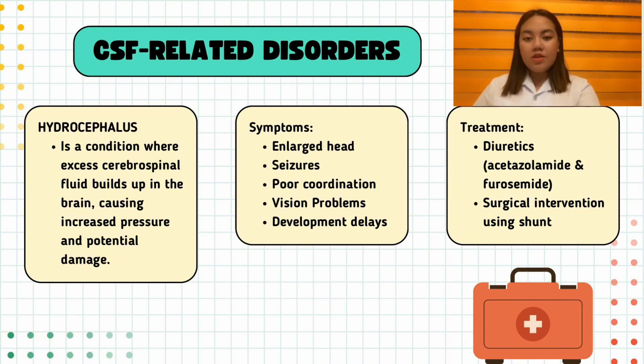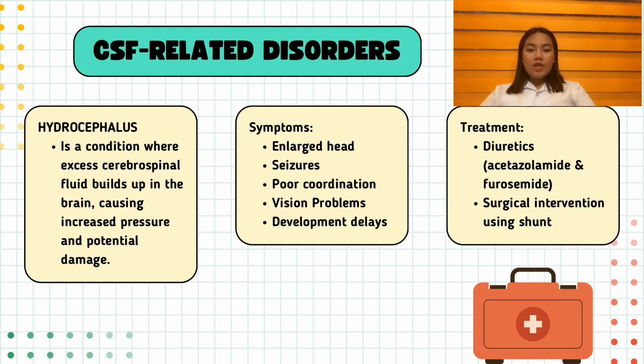The symptoms are enlarged head, seizures, poor coordination, vision problems, and developmental delays. The next is the treatment. We can use diuretics, specifically acetazolamide and furosemide. This medication is to temporarily reduce the CSF production.